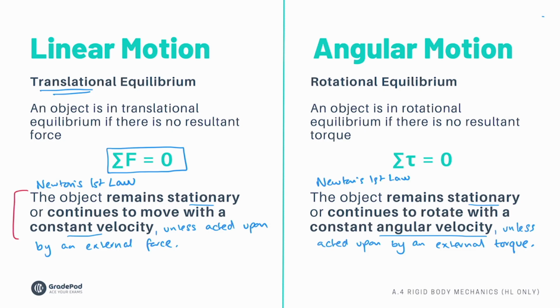Go back to this definition here. The object remains stationary or continues to move with a constant velocity unless acted upon by an external force. Now we go to the angular one. The object remains stationary or continues to rotate with a constant angular velocity unless acted upon by an external torque. The two are exactly the same. As in linear motion, if the sum of the torques is equal to 0, then that object is in rotational equilibrium.